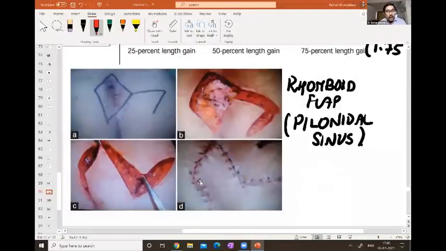This is a rhomboid flap, which is used for pilonidal sinus surgery. Pilonidal sinus is also known as Jeep driver's disease. This question has been asked in the exam.